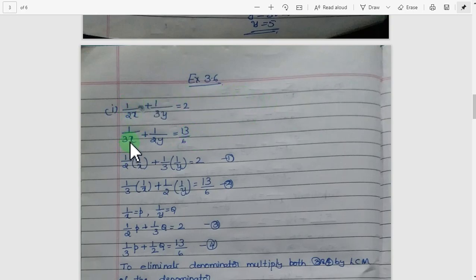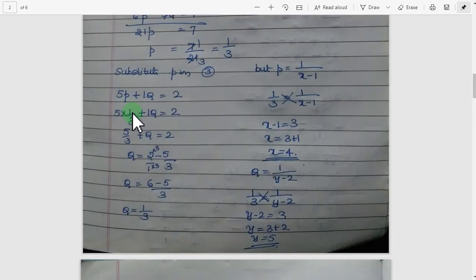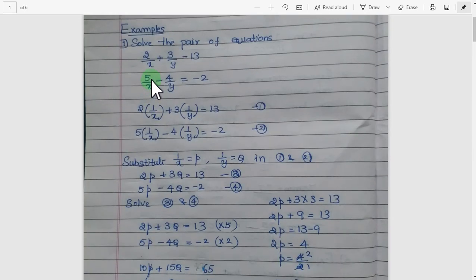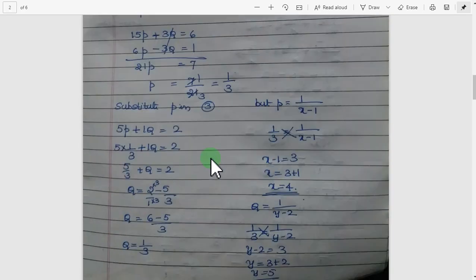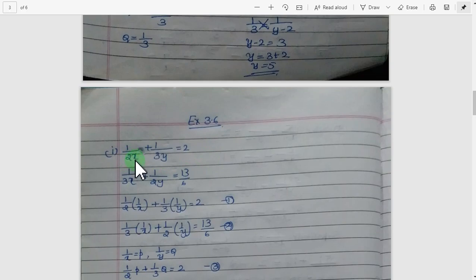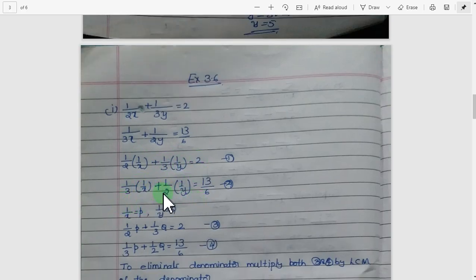Here, when we separate, don't think of 1 by 2x as kept together. If it contains a plus or minus sign, we cannot separate. Here it is multiplication in between, 1 by 2 into x, 1 by 3 into y, so we can separate that. Half into 1 by x plus 1 by 3 into 1 by y is equal to 2. 1 by 3 into 1 by x plus 1 by 2 into 1 by y is equal to 13 by 6.